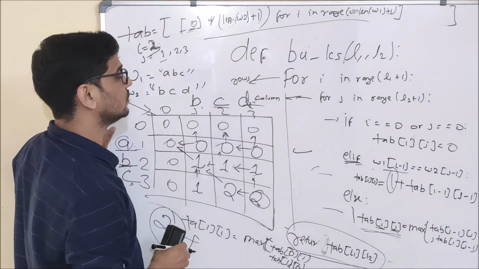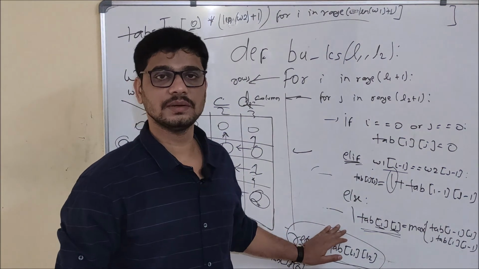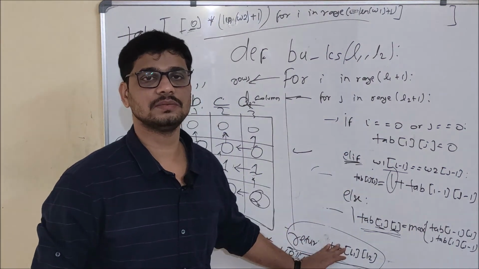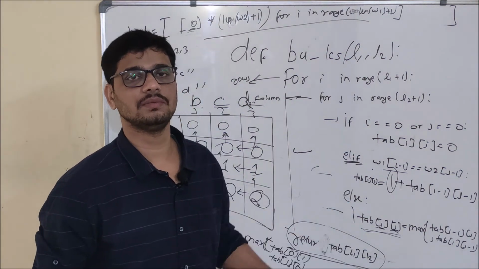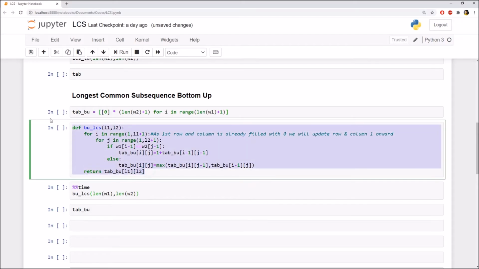So as you can see here, this is how we are going to write the bottom up program, and it is very similar to the recursive one, but we are just replacing function calls with array syntax. So friends, this is our bottom up program for the LCS problem. You may be noticing that I have made a few changes here. So what are these changes?